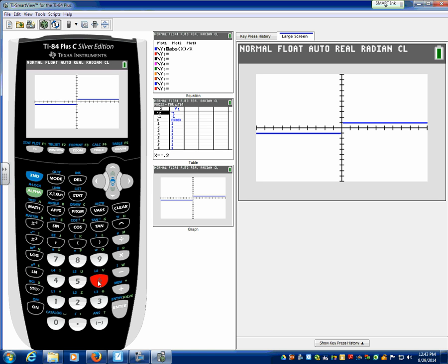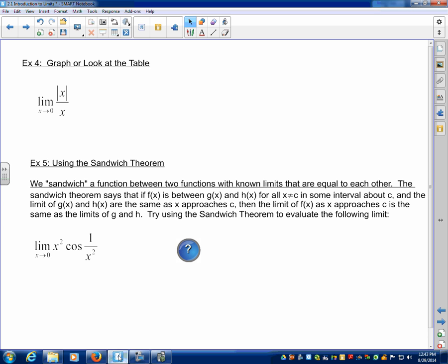So right here, there's a limit. It's -1. Here, there's a limit. It's -1. Over here, there's a limit. It's 1. But the limit as x approaches 0 does not exist. And you can see that pretty easily from the graph. So this one is a DNE by the graph.